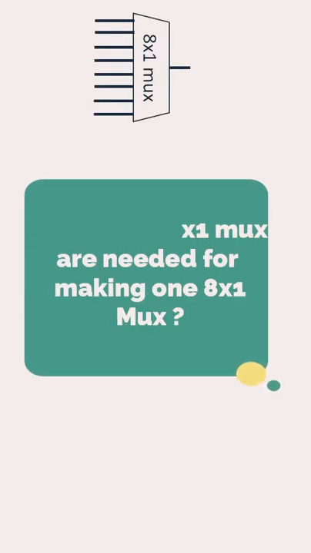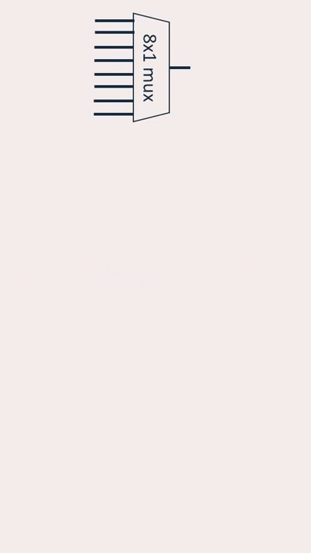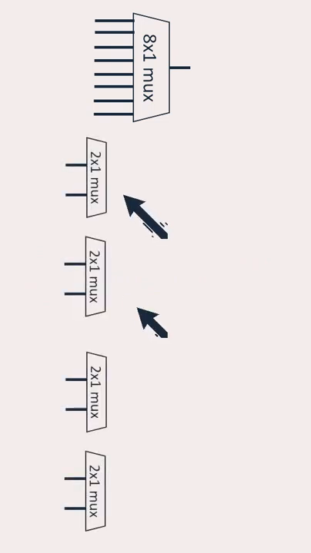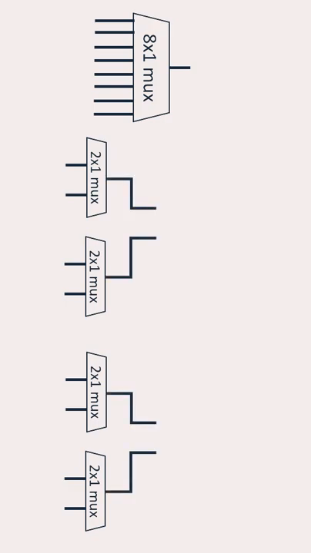How many 2 is to 1 MUX are needed to make an 8 is to 1 MUX? We have 8 inputs, so first we need 4 2 cross 1 MUX at the input side. These 4 2 cross 1 MUX put together will have 4 outputs, and each pair can be further fed to 1 2 cross 1 MUX like this.